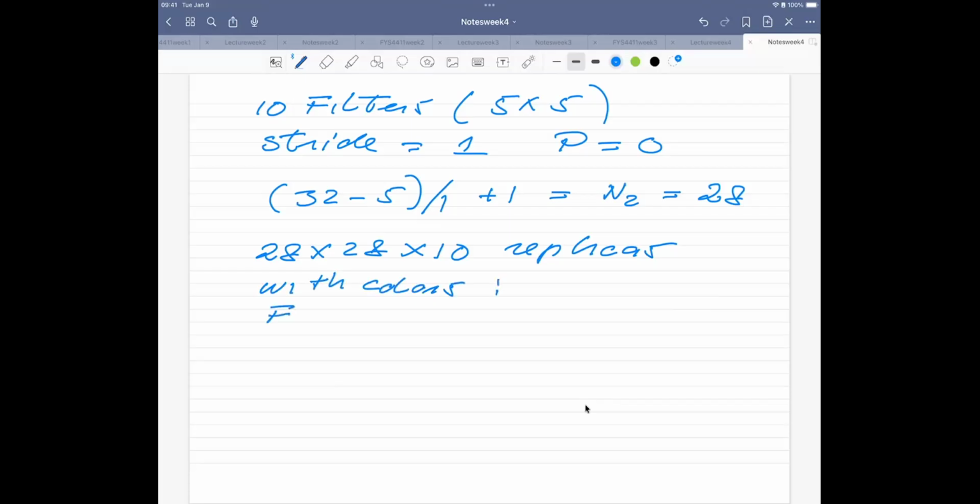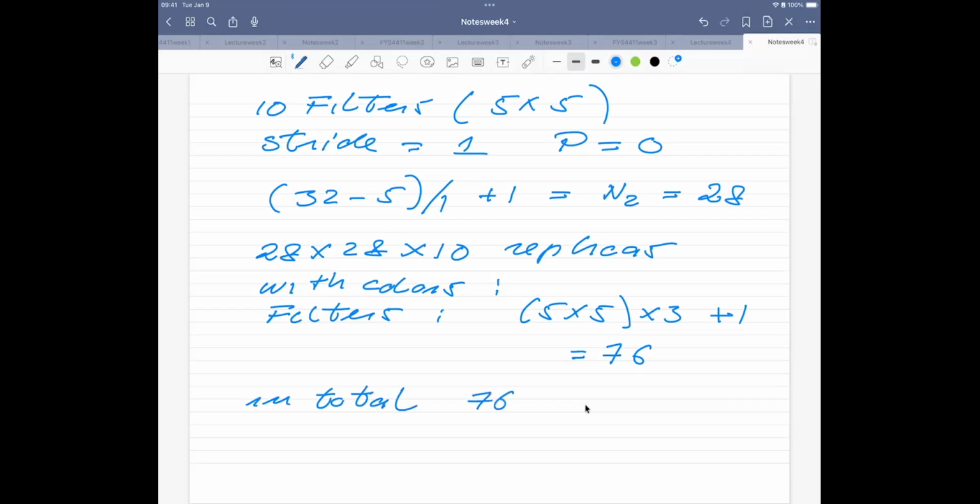So with color, your filter will now contain 5 times 5 times 3 plus 1 bias, so that is 76. For every filter you have 76 parameters to be trained because you have 3 color channels. In total, since you now have 10 filters, you will have 76 times 10, which is 760 parameters to train.